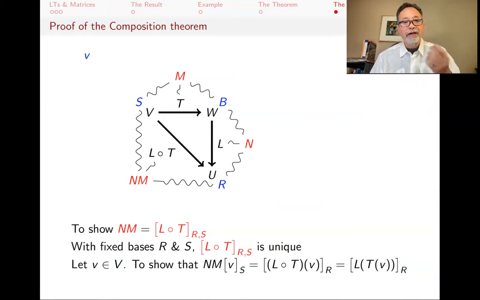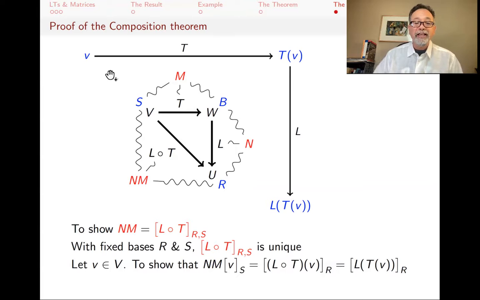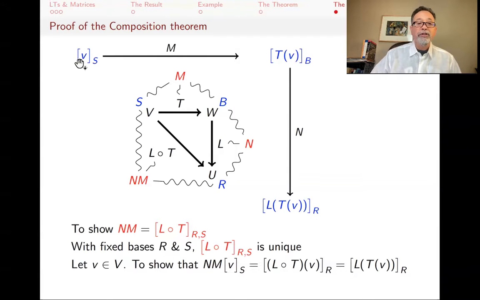So what's the situation? Let's think about it a little bit more. We have V up in this left-hand corner, an element of the vector space V, and T sends it to T of V, which is an element of the vector space W. And then L sends that down to L of T of V, which is down here, an element of U. But now I'm going to turn this into coordinates. So if I think about coordinates, instead of V, I have the coordinates of V with respect to S. Instead of T of V, I have the coordinates of T of V with respect to B. And instead of L of T of V, I have the coordinates of that with respect to R.